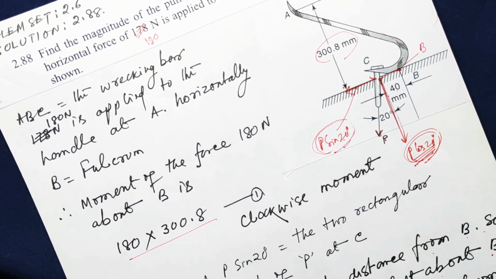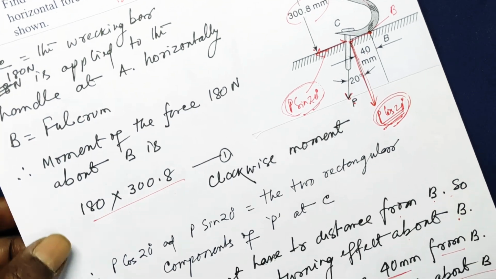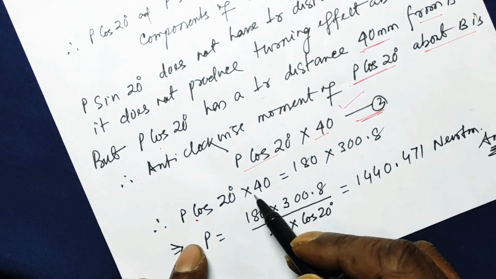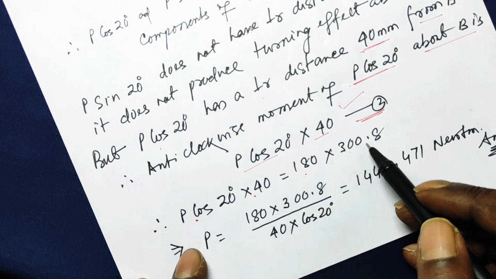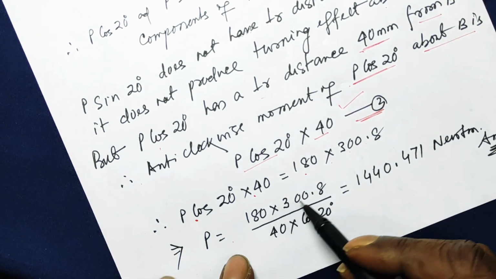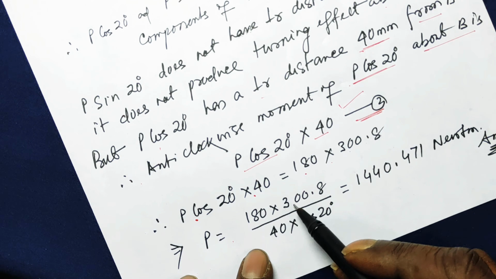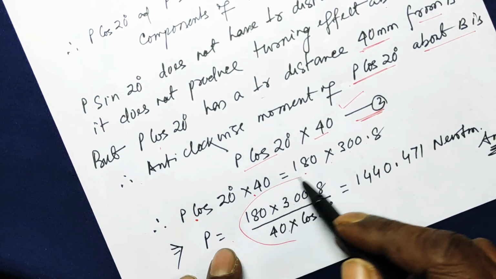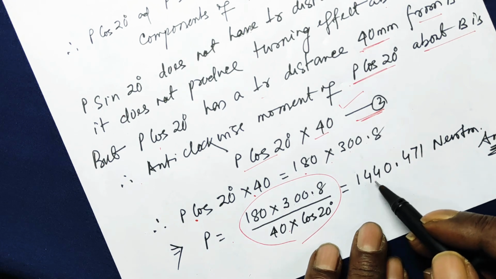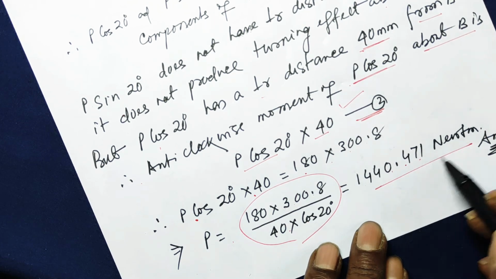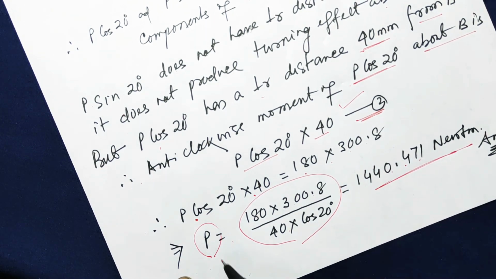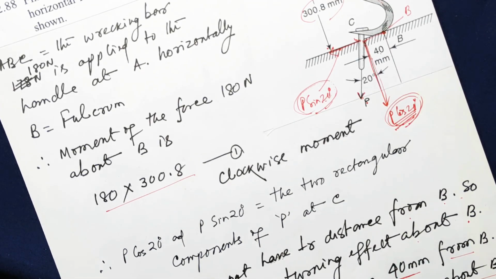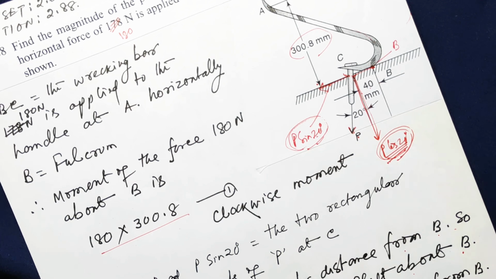And so at the point of equilibrium, both are equal. So P cos 20 times 40 is 180 times 300. So P comes out to be 180 into 300 over 40 times cos 20. If you put it in a scientific calculator, it comes out to be 1440.471 Newton. So this is the pull applied to the nail, right?